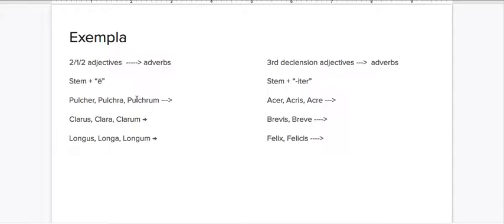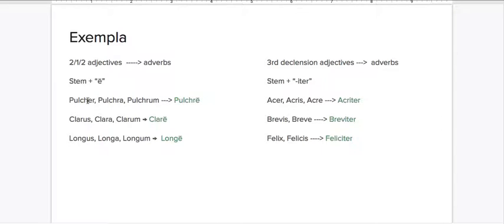So keeping that in mind, why don't you pause the video and try to turn all of these adjectives, 2-1-2 adjectives and third declension adjectives, into their adverb forms, and then think about what the adverb would be translated as. Okay, so pause the video and take some time to do that, and then we'll go over them together. All right.